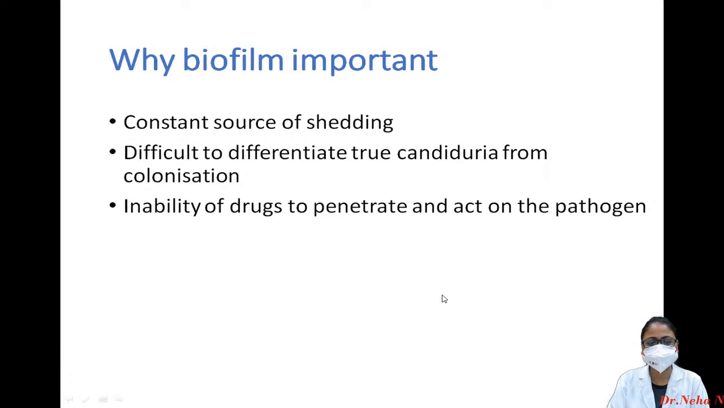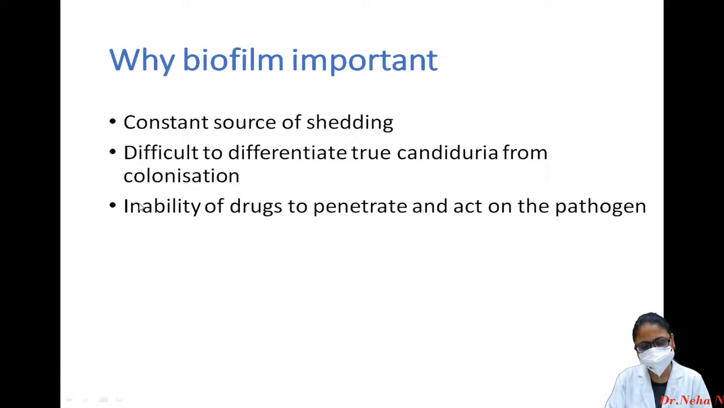Now the question arises, why is biofilm important? It's because biofilm will act as a constant source of shedding. That is, the yeast cells will go on shedding from the nidus of infection. So it creates a difficult situation for the clinician, as the patient is going to have persistent candiduria. So it's going to be difficult to decide whether to consider this as a true candiduria, that is a true UTI, or colonization.